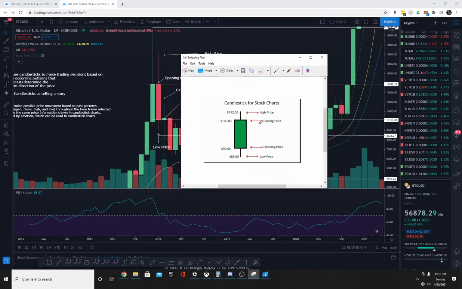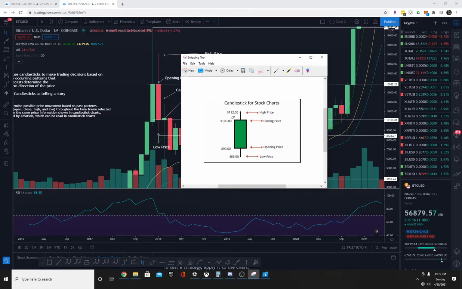So let's first look at this. This is a candlestick. There's five main parts to a candlestick. Let's just take for example that this is a monthly candlestick for January, hypothetically. For the month of January, the lowest price was $86. The opening price for January was $90. So on January 1st, it was at $90. And the closing price was $100.